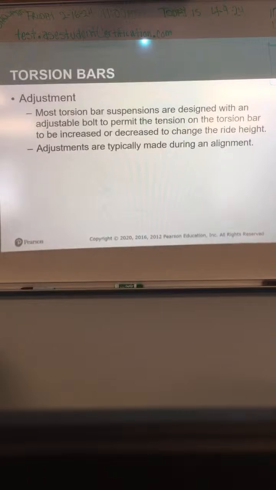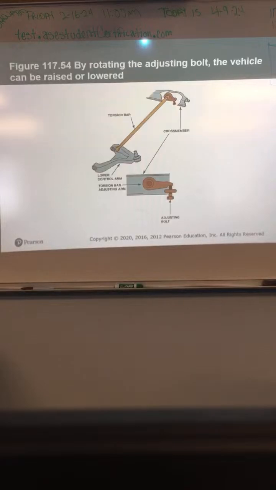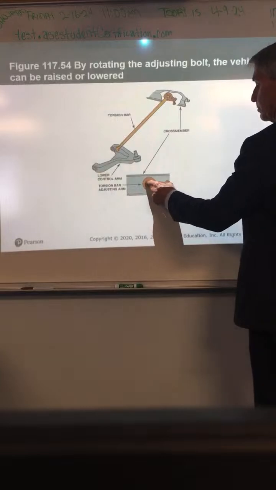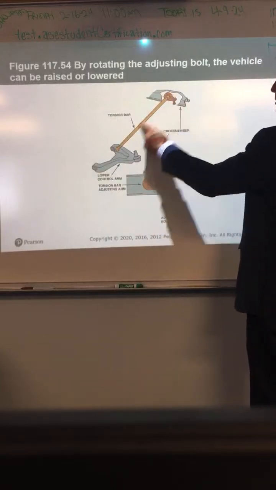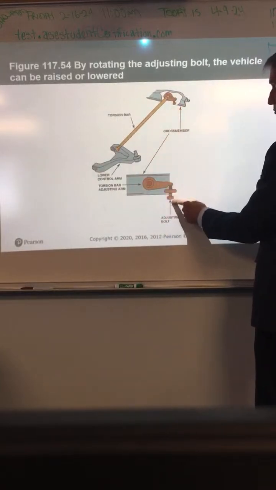Torsion bars are designed with an adjustable bolt to change ride height. Adjustments are typically made during alignment. By rotating the adjusting bolt, the vehicle can be raised or lowered, like we talked about before. That's a better picture of how it works. This is just going to put more or less tension on that strut rod from this adjusted bolt here.